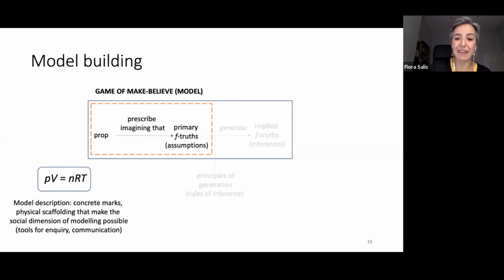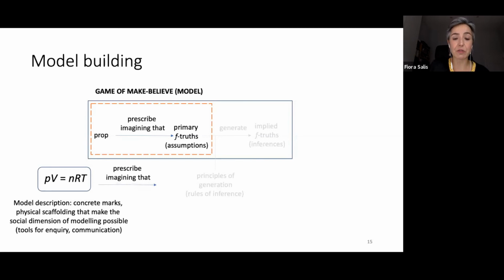So they work as tools for supporting the scientist's cognitive activities. No scientist is capable of developing a model without sustaining the long-term reasoning process that goes on for days, weeks, months, years sometimes without these concrete marks, okay? So first we select the model description, and the concrete marks are the props of our game of make-believe. The model description prescribes imagining something.